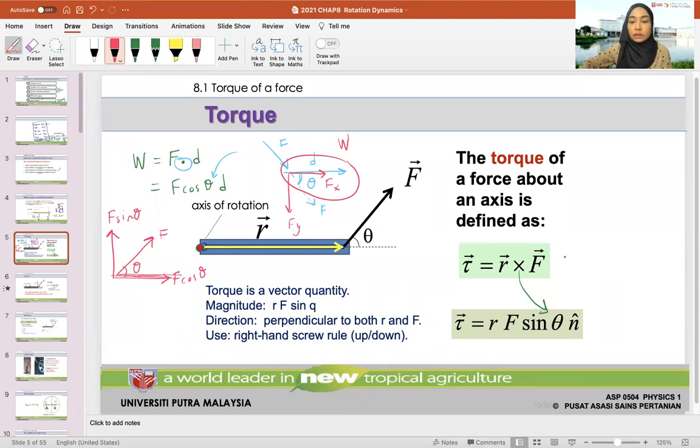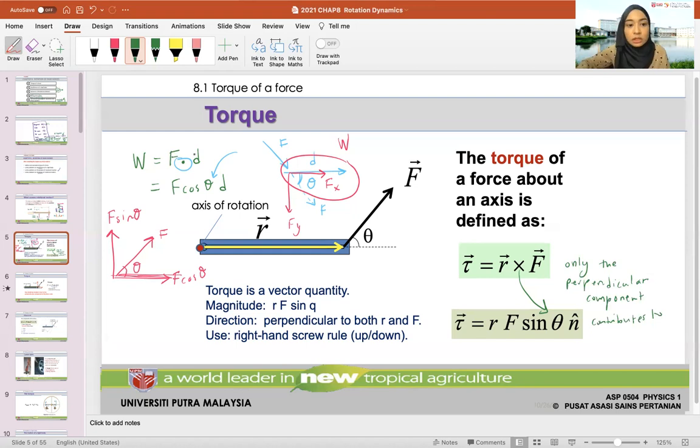Now let's go back to torque. Torque tells us tau equals R cross F. Cross means that only the perpendicular component of the force has a contribution to torque. Only the perpendicular component. This is what the cross product means. So if I have a component parallel to R, I don't really care about it. It doesn't give me any torque.